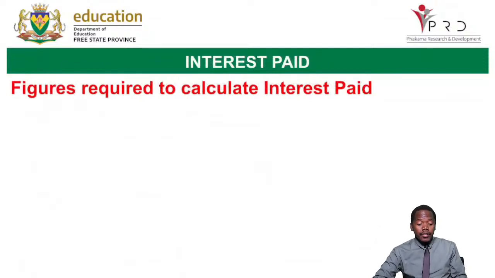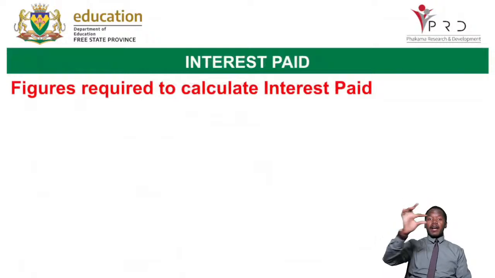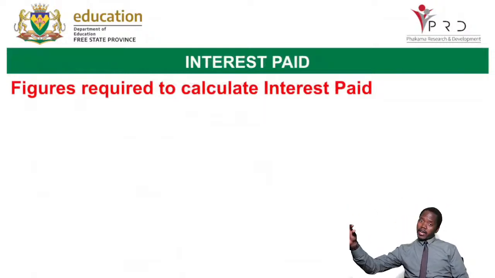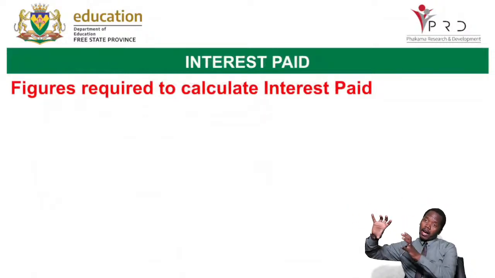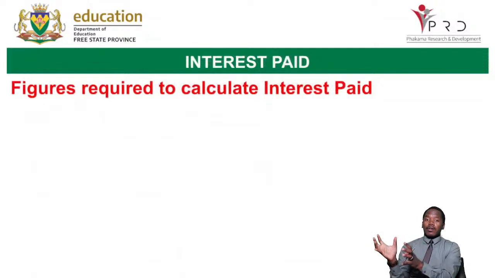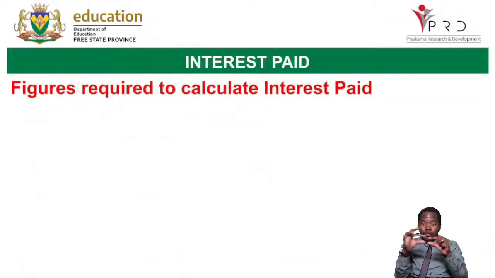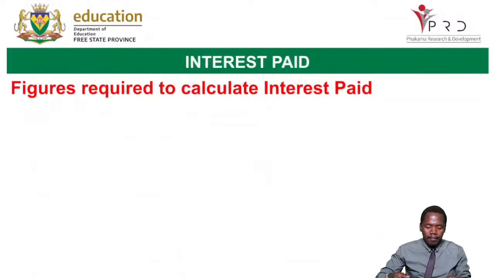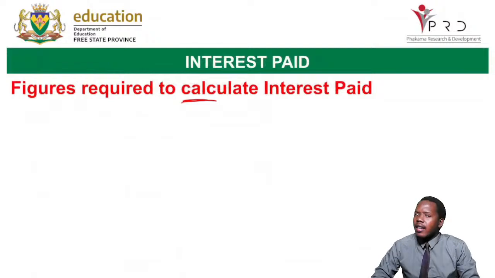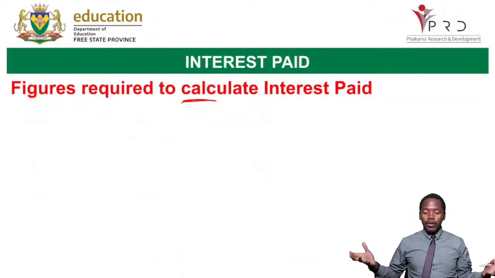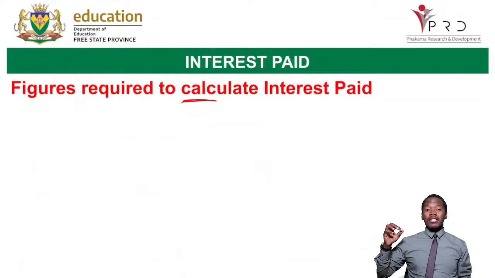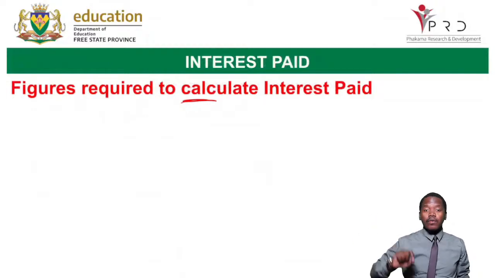Now, let us look at the interest paid. Remember, from our format of the cash flow statement, we had operating activities, we had cash generated from operations. We have sorted out the format of it and how to calculate figures there. Now we are looking at the second one, which is an outflow at all times, which is the interest paid. What do we need? Because grade 12s, you can't calculate interest paid if you don't know which figures you need to calculate it with. And then you must know where to get those figures.